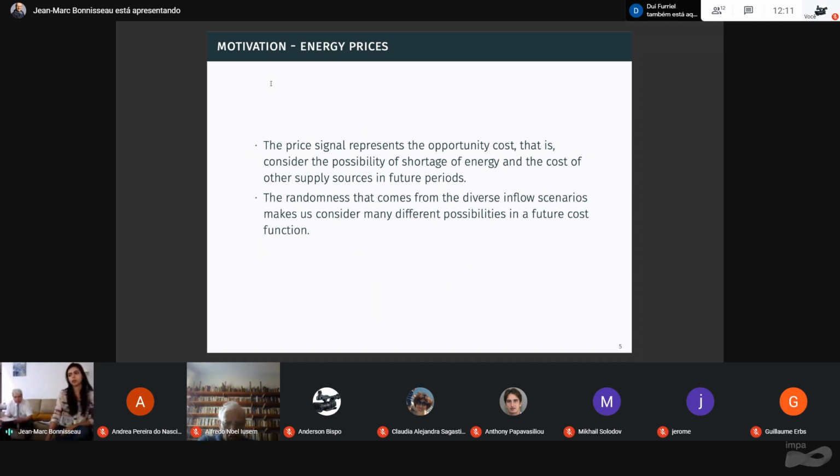For example, if it rains less than expected, you need to activate other power plants, and these other power plants can be more expensive. This extra cost is an important component of the price signal. Second, the randomness that comes from diverse inflow scenarios makes us consider different possibilities of future cost function. We consider possibilities of a larger or smaller amount of rain and snow and the consequences for the system.